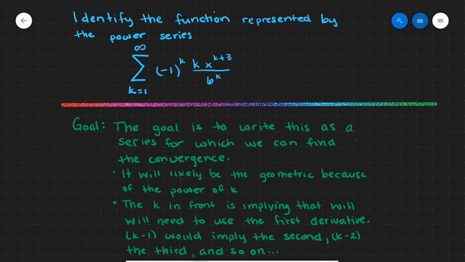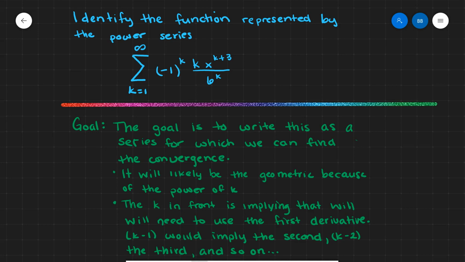Here, once again, we're going to be using an application of the power series. This time we're going to be using the power series to represent a function. And we've done that before, but in this case, we'll need a more complicated process to be able to write this function. And that is because we're going to have to use derivatives to create the function. So the goal is to write this as a series for which we can find the convergence. So in other words, we have to be able to recognize it.